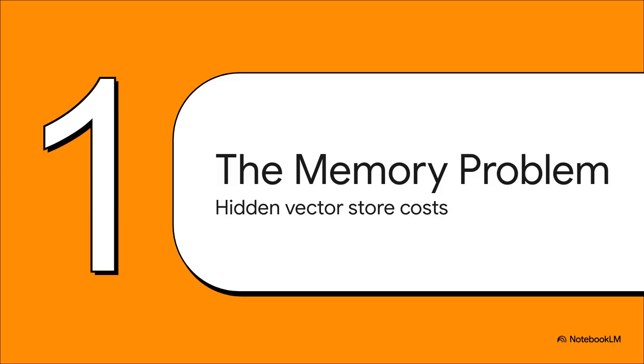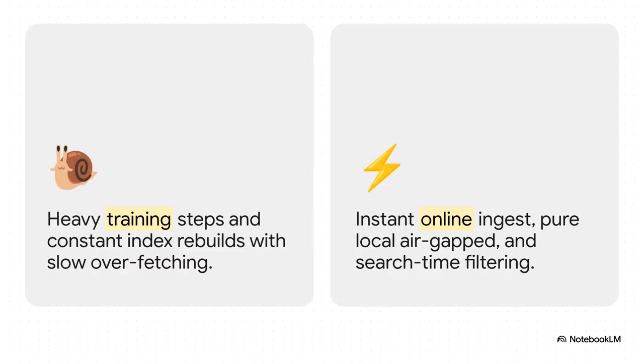All right, part one, the vector memory problem and the hidden costs of standard vector databases. Let's be honest, the old way of building vector databases is honestly a headache. You're usually stuck relying on expensive managed services or wrestling with super tedious workflows. We're talking heavy training steps, constant index rebuilds every time your data grows, and that super annoying overfetching, where the system pulls way more data than you need, forcing you to filter it down manually.